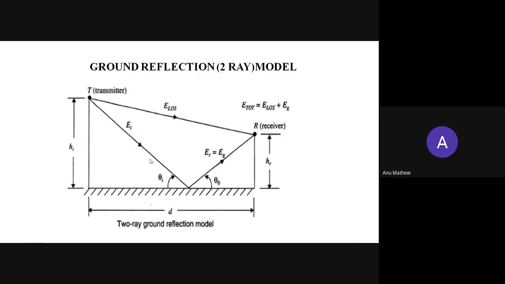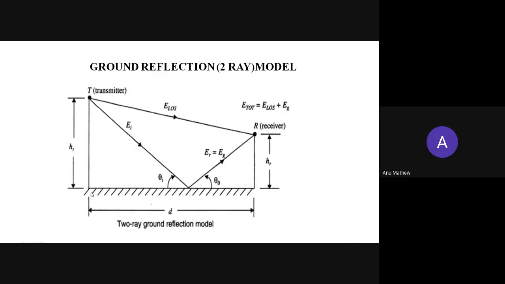Then next we are going to the ground reflection or two-ray model. Okay. So this is the diagrammatic representation of a ground reflection or two-ray model. Here it is the transmitter and it is the receiver. From transmitter to receiver, the radio wave propagates through two paths. This is one path and this is another path. This path is known as the ground reflected path, and this path is known as the line of sight path. So there will be two paths, the line of sight path and the ground reflected path.